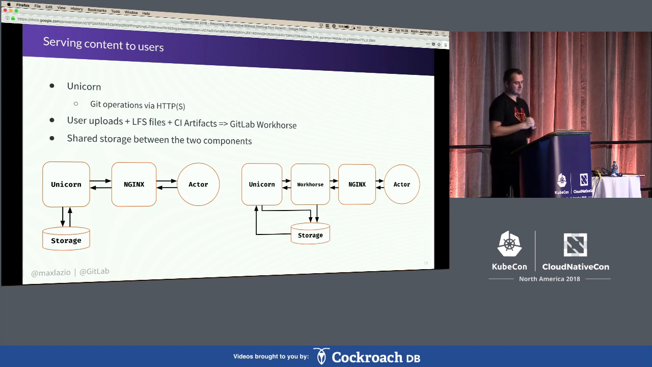The problem was that we have persistency to take care of, and Workhorse was handling large files, so it needed to store files somewhere and offer it to Unicorn to serve it further to the users. And something that had been born as a microservice all of a sudden was not really, because it had the shared storage between two components.